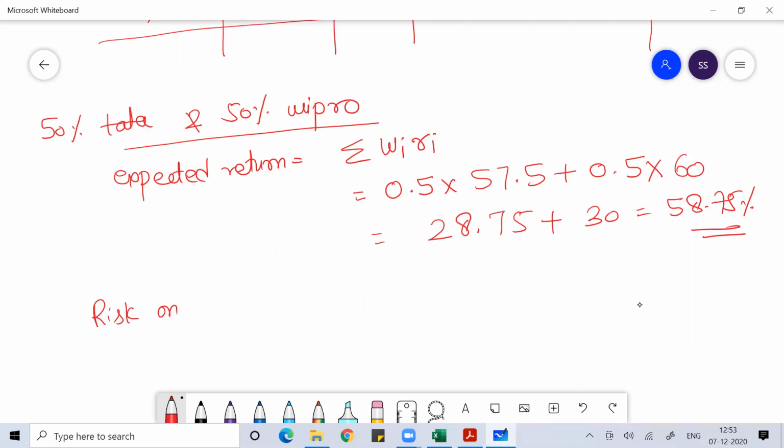Okay. Now, if I want to calculate the risk on a portfolio, what is a portfolio? That portfolio consists of 50% of money in Tata and 50% of money in Wipro.